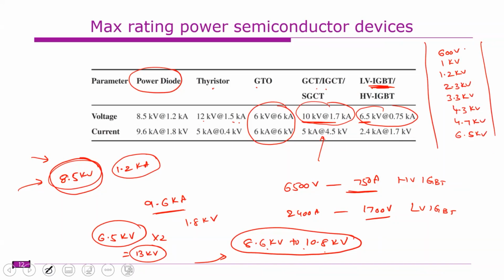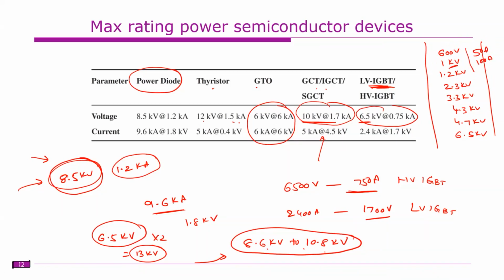These are associated with some current ratings. It may be in kiloamperes, or 50 amperes, for example, for low voltage devices. These three usually come with a 50 ampere or 100 ampere current range, whereas this one is slightly higher, maybe 500 amperes or even less. Low voltage devices are targeted for low power applications, so the current range is usually small. Unless it is necessary, they will not increase the current rating.